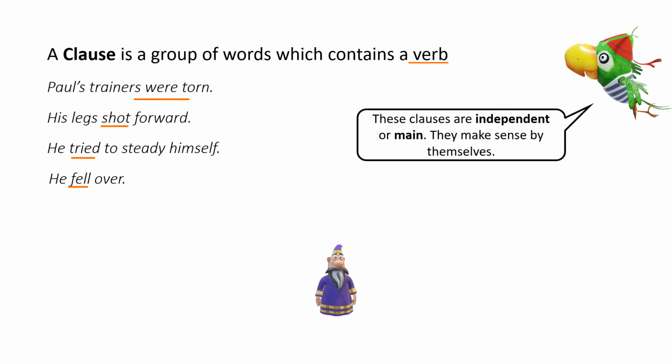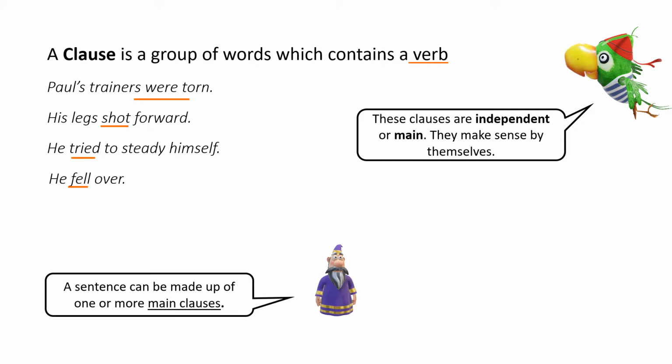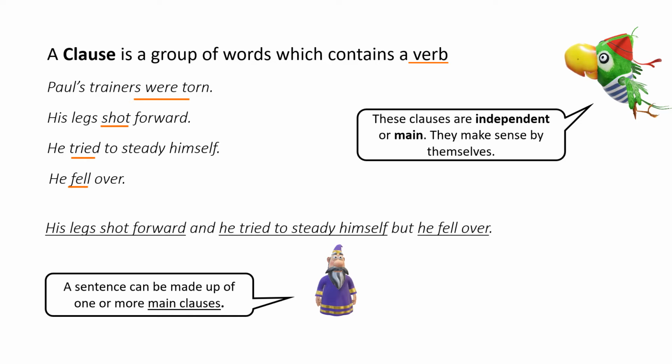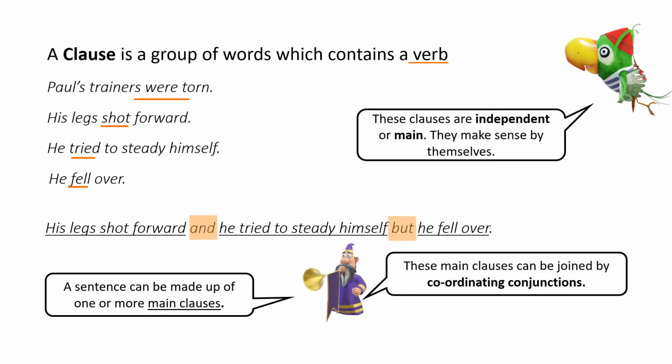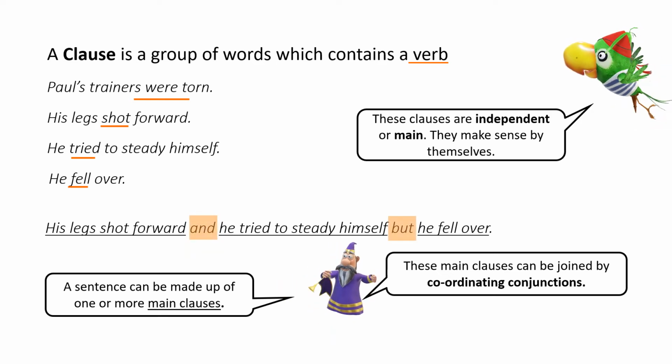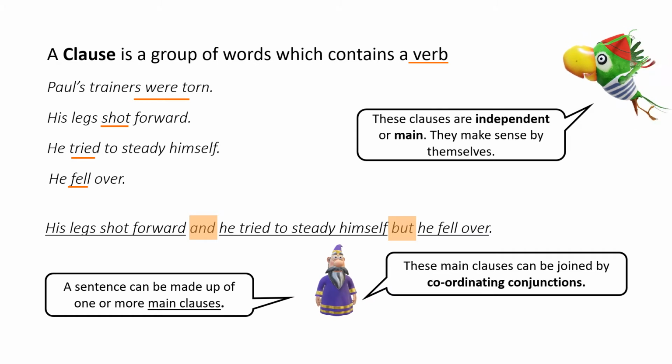They all make sense by themselves, so they're called independent or main clauses. And a sentence can be made up of one or more main clauses. So we could join together more than one main clause by using a coordinating conjunction. So here we have his legs shot forward and he tried to steady himself, but he fell over. So we have three main clauses linked together with two coordinating conjunctions.